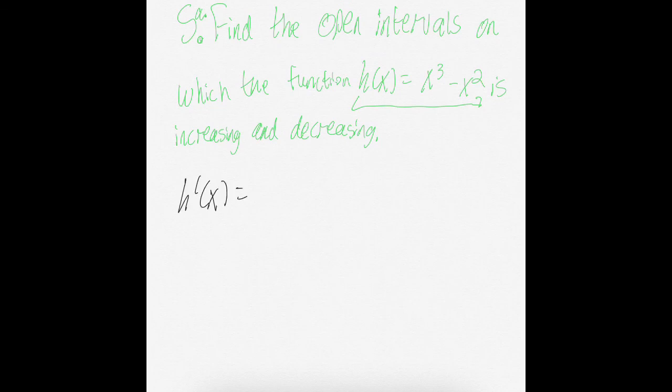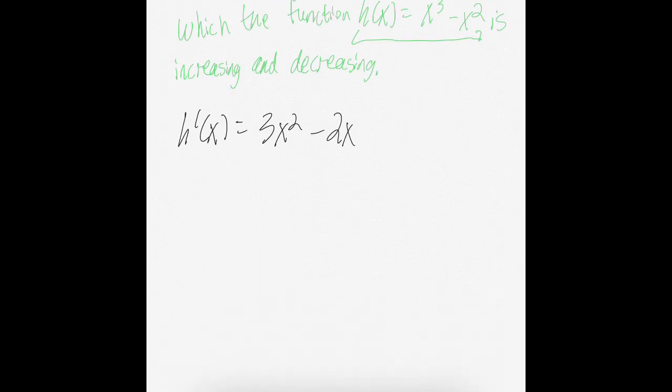Okay, so this is our function. H of x equals x cubed minus x squared. This is actually 5a. Okay, so what we're going to do is we're going to compute h prime of x. And then from there, we're going to do basically the same kinds of things that we did before. So h prime of x equals 3x squared minus 2x.